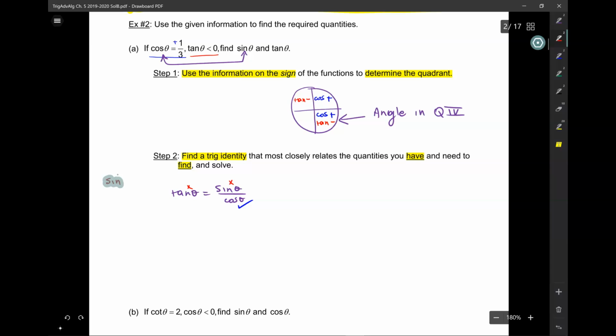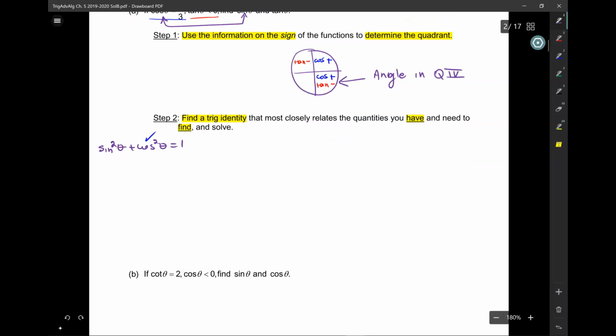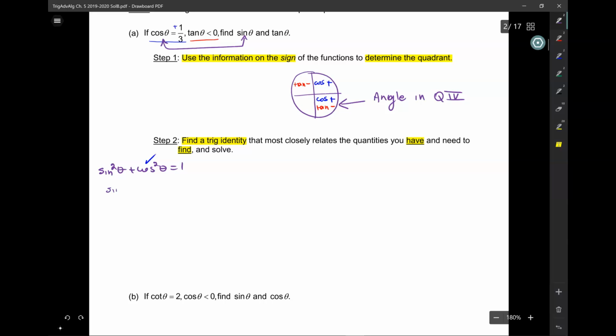is sine squared theta plus cosine squared theta equals 1. So if you look at this one, I have cosine, and the only unknown is sine, and that I can solve. Right, 1 is a constant. That's not an unknown. It's sine. Okay, so let's see here. I have sine.